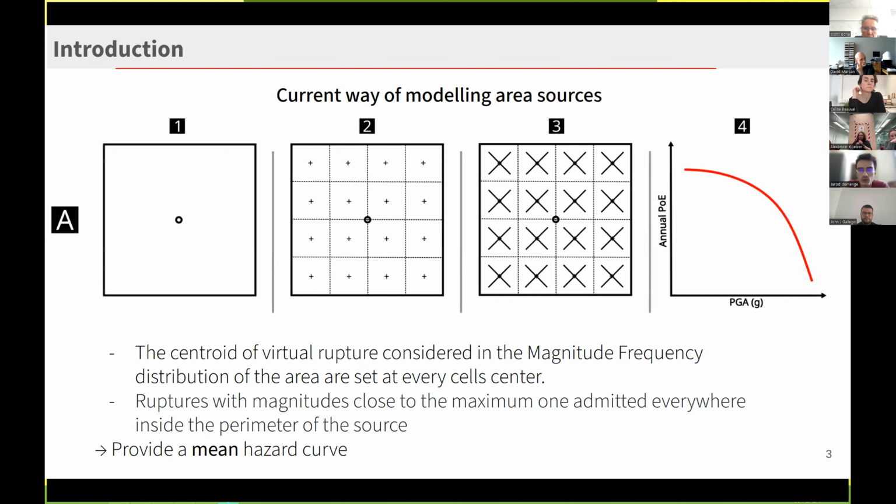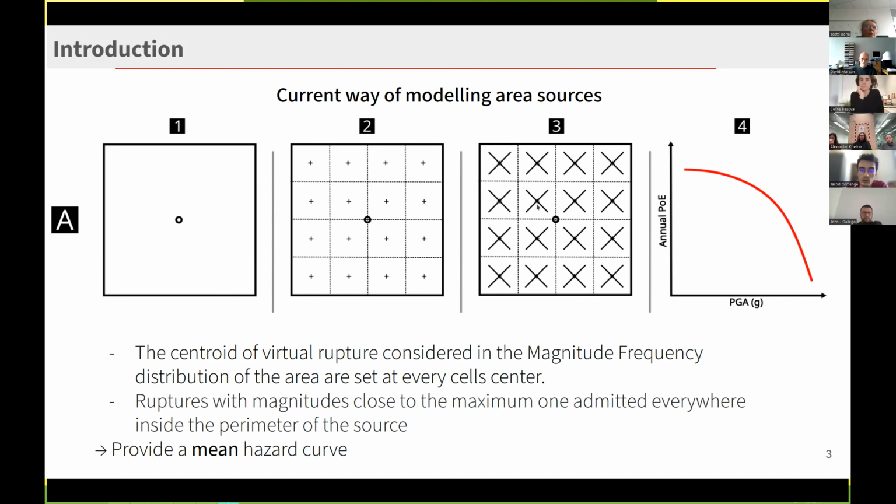So in the current way of modeling area sources, let's take a probabilistic seismic hazard model, such as OpenQuake or this kind of software. You take an area, you have a site and you want to have the hazard at this site. The software will discretize this area into different cells with the same length and width, and at every center of the cell, it will set the centroid of the rupture. It will do that for every cell.